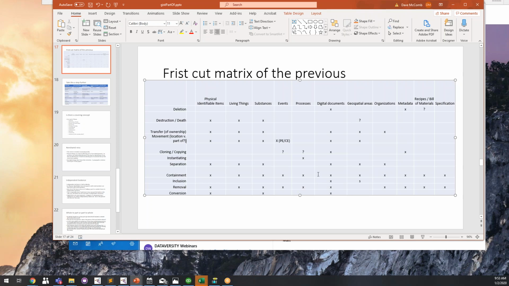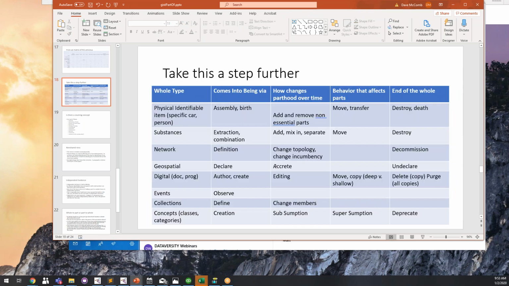Yeah, you can sort of see where I'm going here with this thought process. And then I went one step further, and I said, okay, if on the left I've subsetted it a little bit here, but if I get physical items, substances, networks, which I'd forgotten in the previous one, which I'll come back to, geospatial, digital, event, collections and concepts. So I brought collections and concepts back in here. I wanted to look at what causes the whole to even come into being.